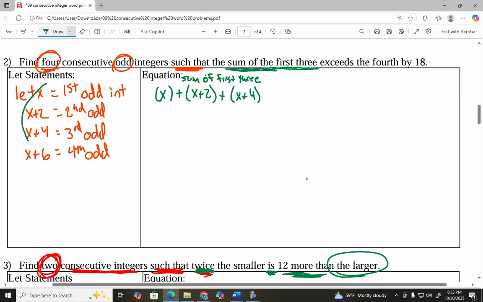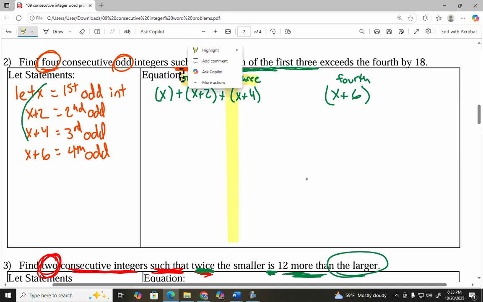And that stuff exceeds the fourth. All the way over here, I'm going to write the fourth. The fourth one is x plus 6. Do you agree? So the sum of the first 3 exceeds the fourth. What does it mean to exceed?